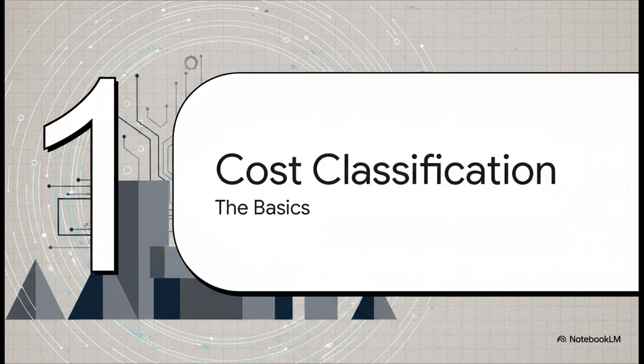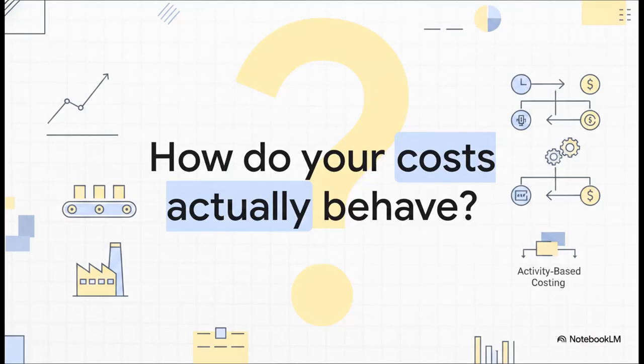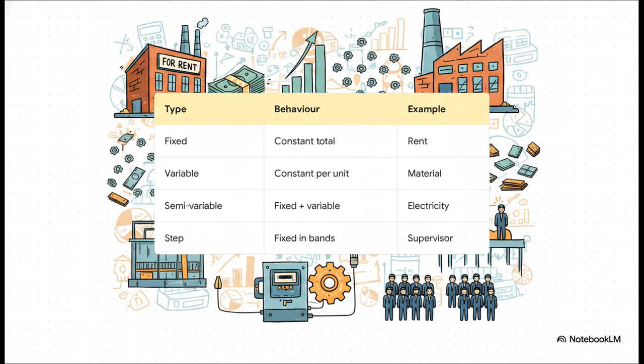Let's build that foundation. Before we even think about allocating a single overhead or calculating any variances, we've got to answer this one fundamental question. How do your costs actually behave when your activity level changes? Like if you produce one more unit, or hey, 10,000 more units, what actually happens to the cash flying out the door? Right, let's map out the 4 absolute rules of cost classification you've got to know.